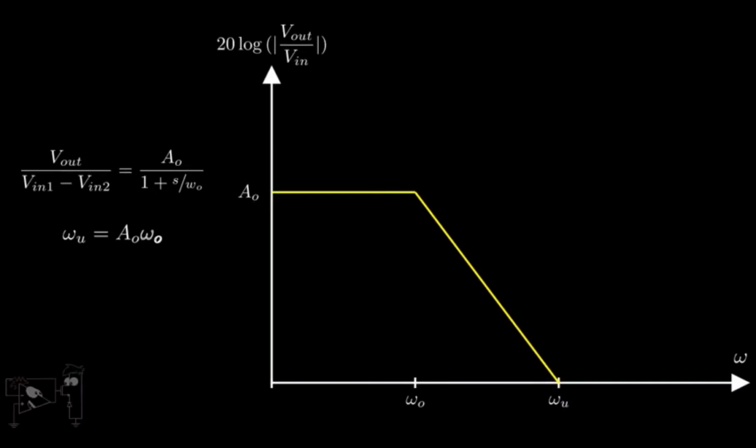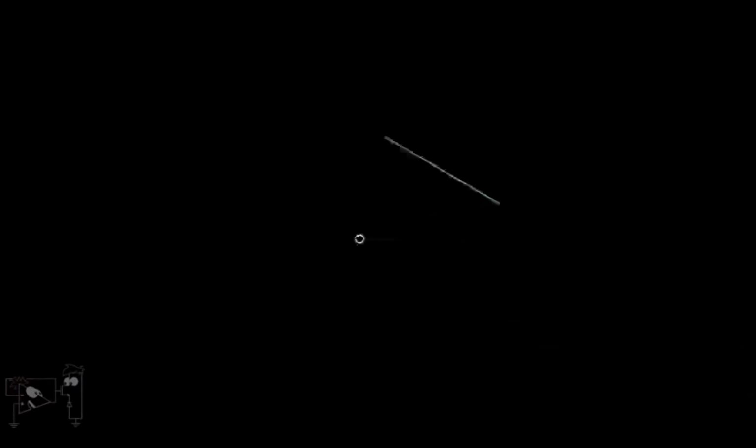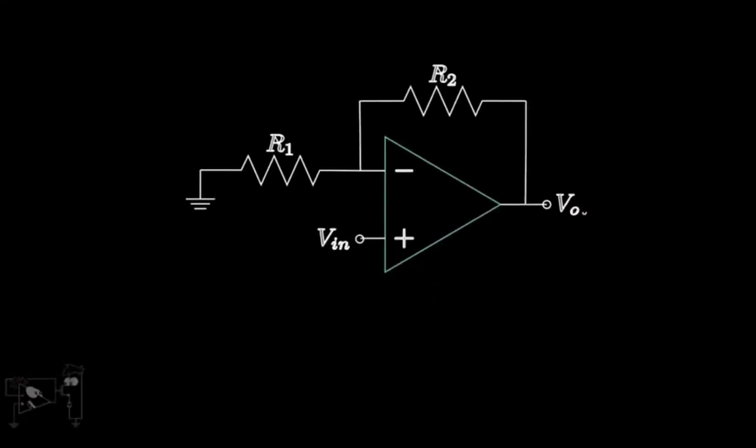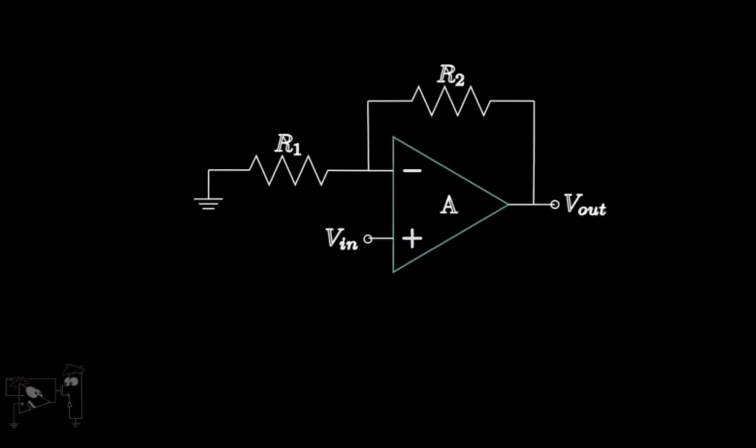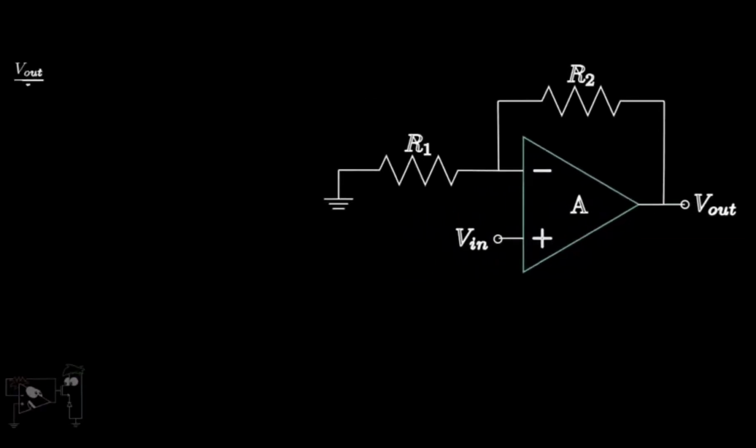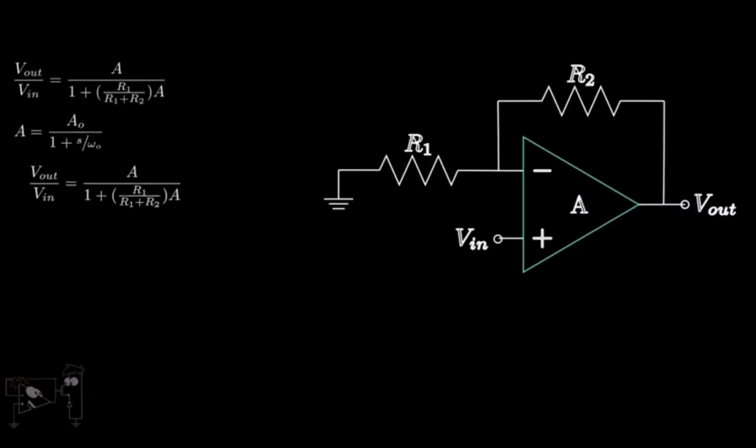Till now we have been analyzing an open-loop op-amp. Now, using our newly developed model, let's analyze an op-amp in a closed loop. Consider a non-inverting amplifier. If we consider the gain to be finite, the gain is given by A upon 1 plus (1 upon R1 plus R2) into A. We replace A by the single pole model mentioned before. Substituting A naught upon 1 plus s by omega naught in place of A, we get the following expression.